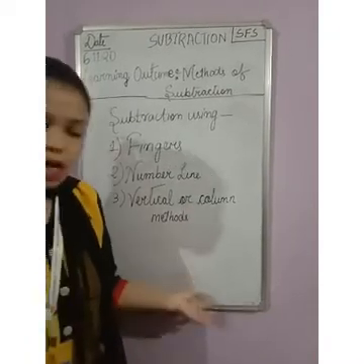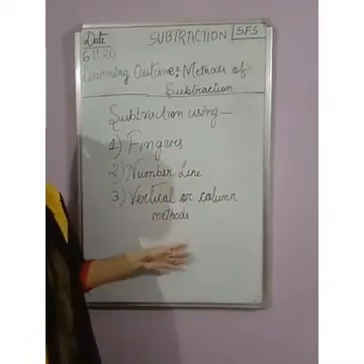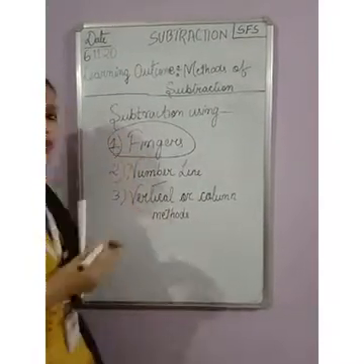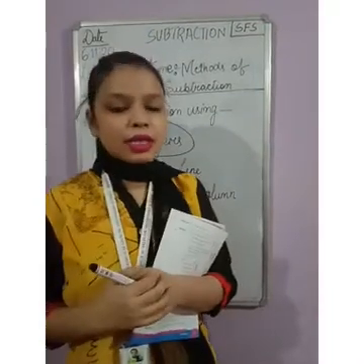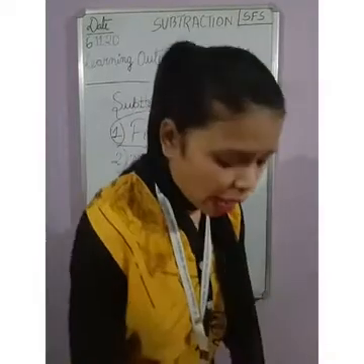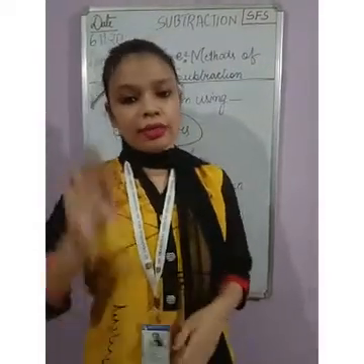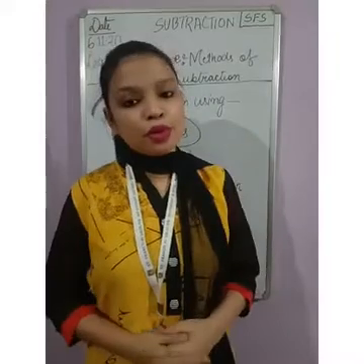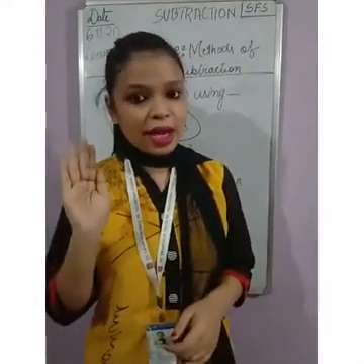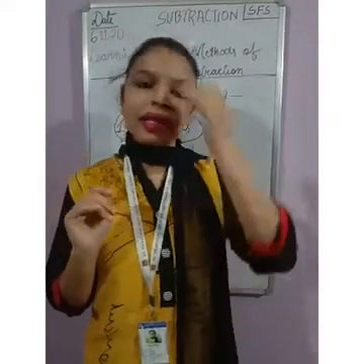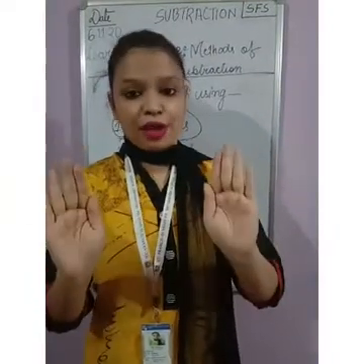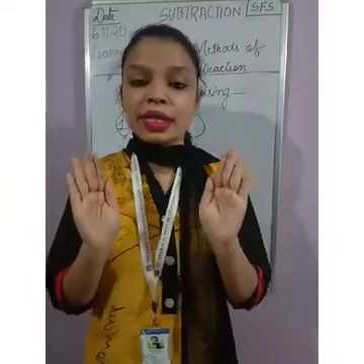As an introduction I have given you the methods, but today we are going to discuss only how to do subtraction using our fingers. Before starting the class, let us look at a small thing here. I have two hands, the right hand and the left hand. In both the hands I have what? Fingers. 5 fingers in the right hand and 5 fingers in the left hand. So how many fingers do I have in both the hands? 10 fingers.